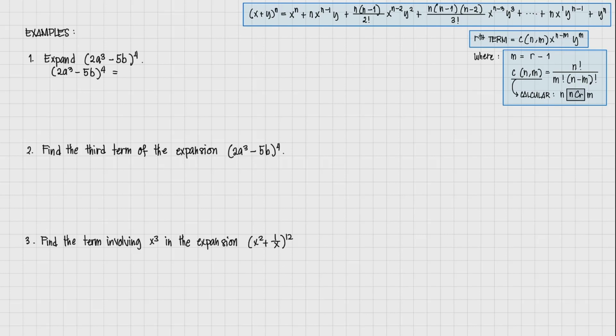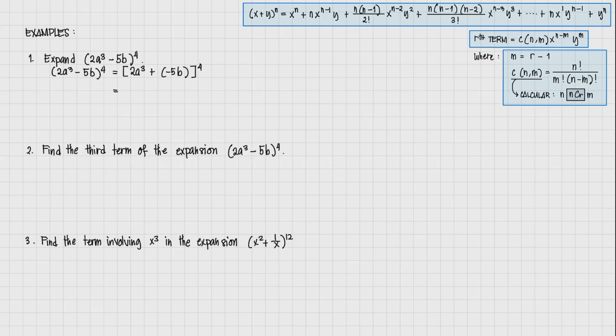If we're going to expand that, again, we're going to change the sign into positive. So you have 2a raised to 3 plus negative 5b, or negative 5b quantity raised to 4. So ganyan. So okay, I think we could use this na in formulating our equations.